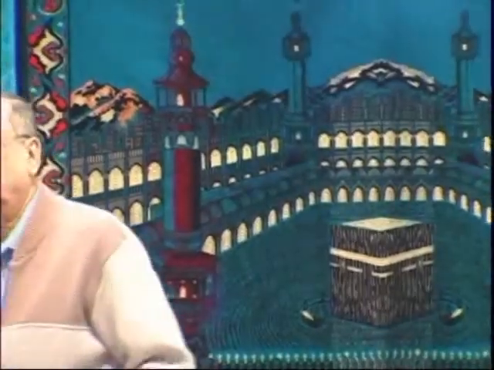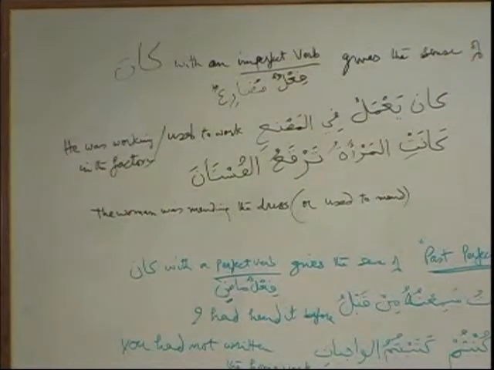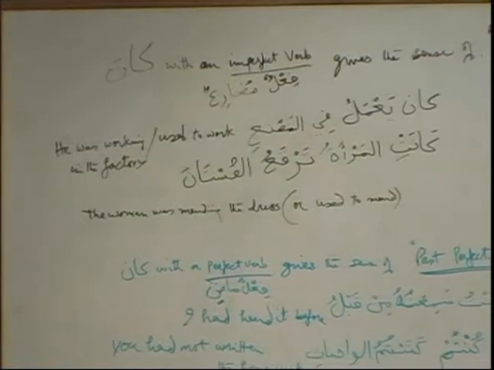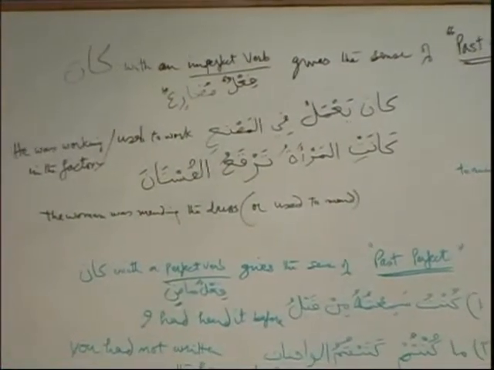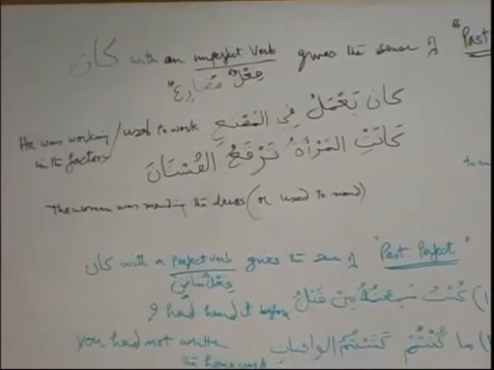I wrote something down on the board. I want you to copy it and make a note of it. Kana with an imperfect verb. Brother, fi'l madi is called perfect, meaning the action has been done. Khalas. Action has been done, perfected. But mudari'a is called imperfect because the action has not completed. It's in process. So kana with mudari'a gives the sense of past continuous.